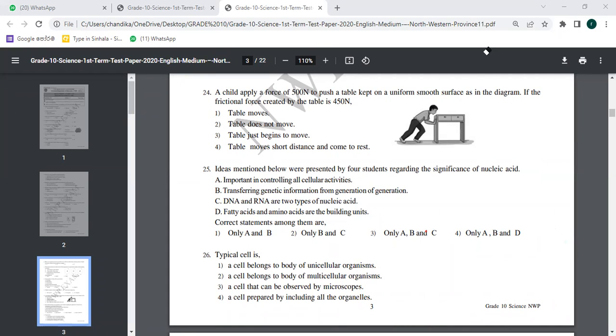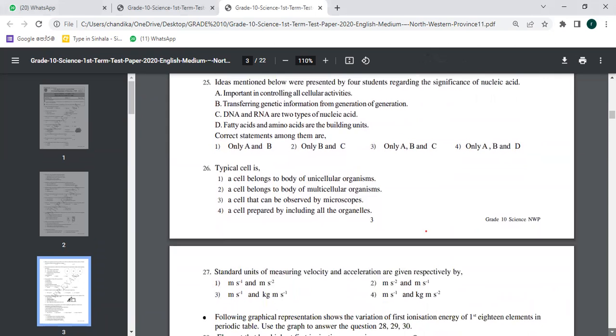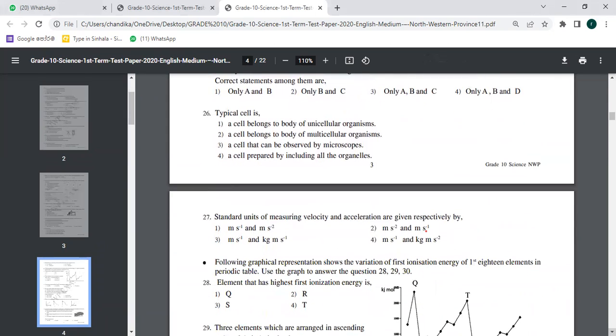Question number 26. A typical cell is... Fourth one, a cell prepared by including all the organelles. Let's take the first one now. A cell belongs to the body of unicellular organisms. Second one, a cell belongs to the body of multicellular organisms. A cell that can be absorbed by micro. Yeah, the fourth one is the answer. A cell prepared by including all the organelles.